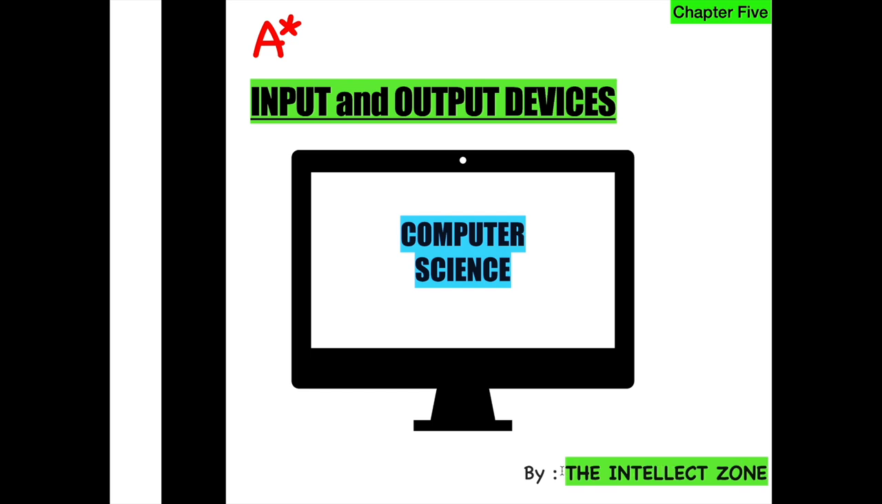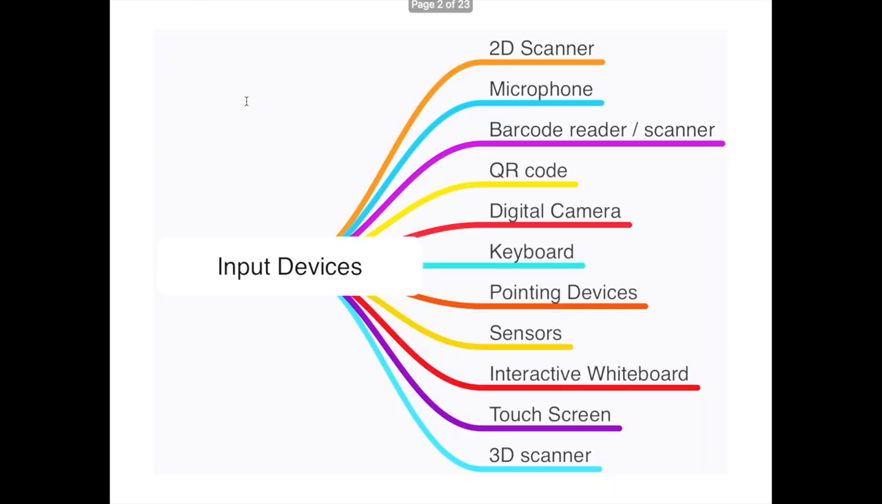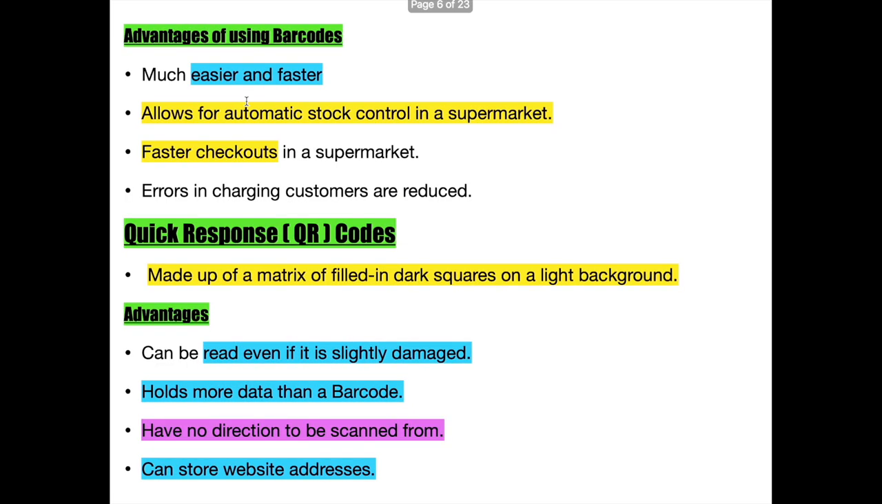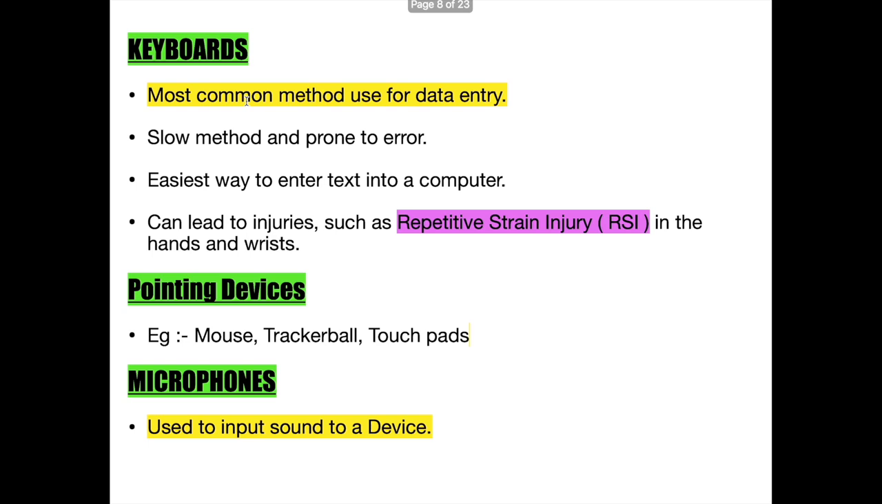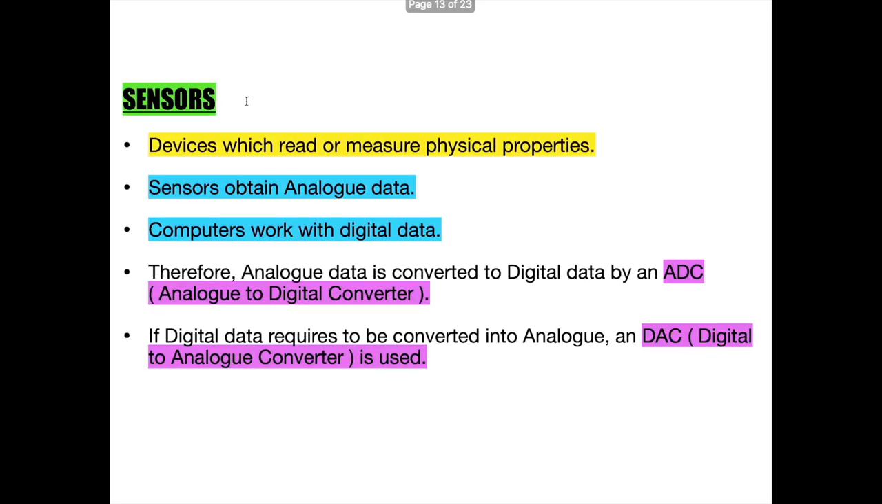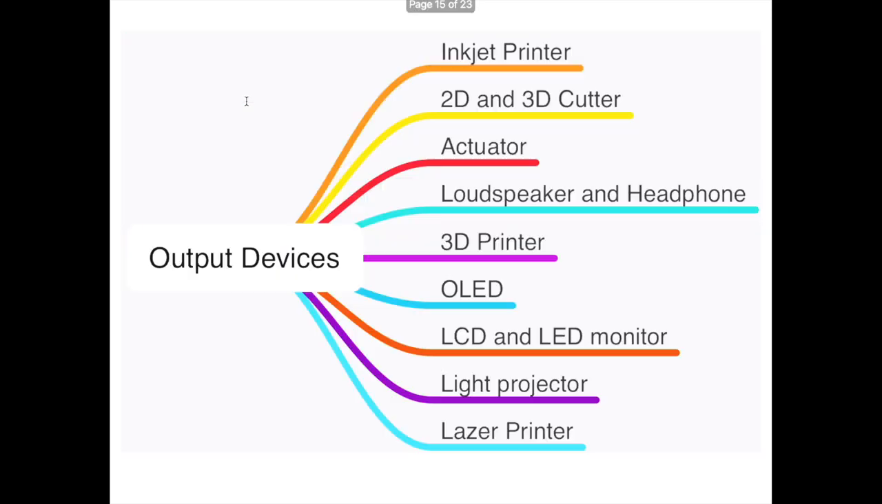So this is the sixth video, or rather the second part of the fifth chapter of our O-level computer science lecture series. The fifth chapter is named Input and Output Devices. Make sure to go through the first part of this chapter in order to obtain information about input devices. In this video, we will be going through all the output devices under this chapter. So without any further delay, let's hop into this chapter.